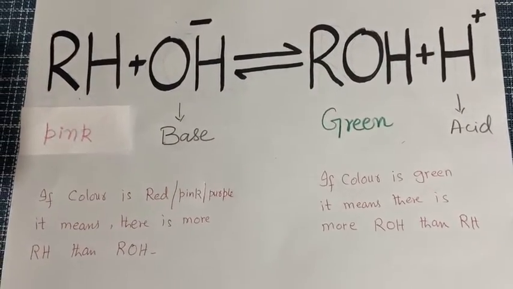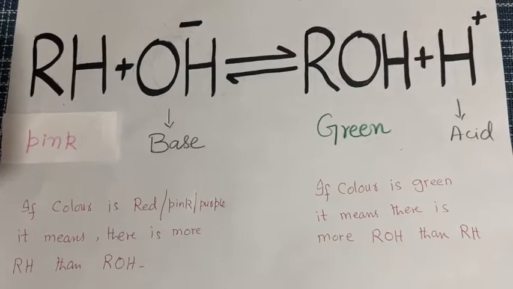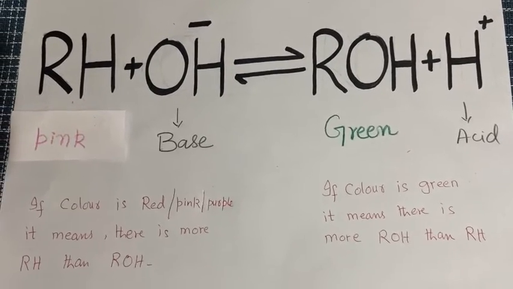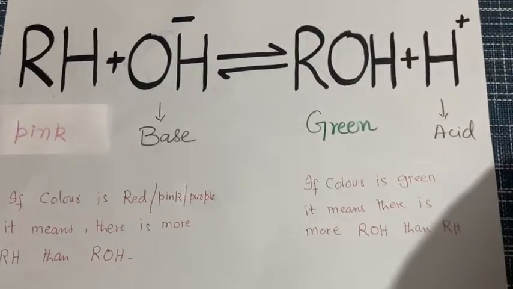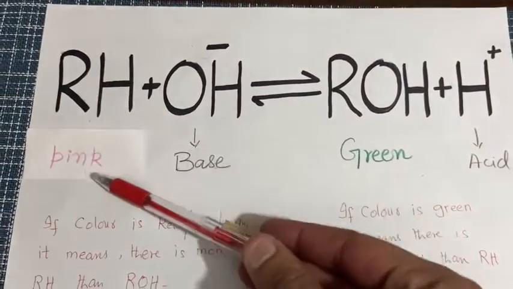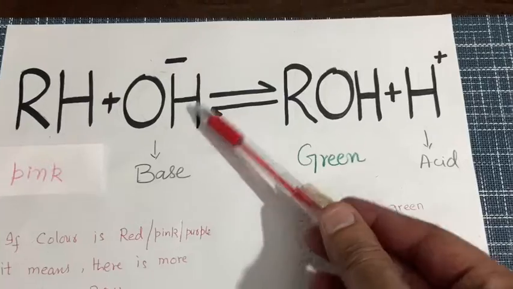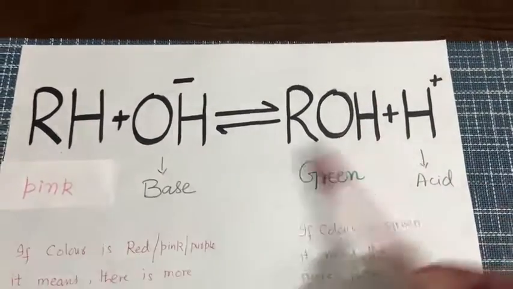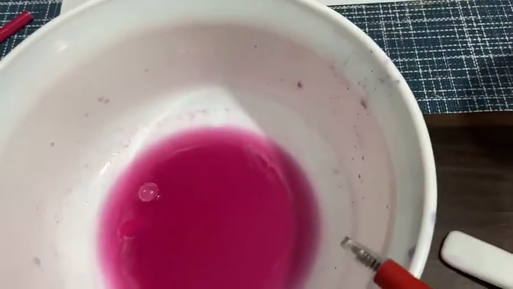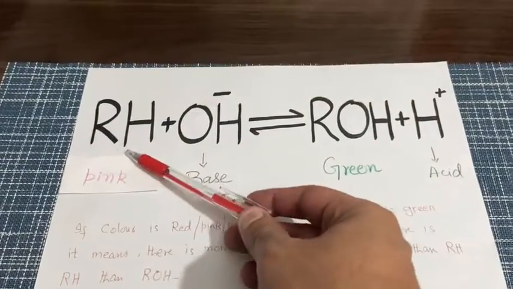This is a very simplified chemical equation showing how the color of anthocyanin changes as it combines with H ion or OH ion. This is RH, which is pink in color. When it combines with OH, it produces ROH, which is green, and H ions. And this is a reversible reaction. In this solution, all four chemicals are present: RH, OH, ROH, and H+.